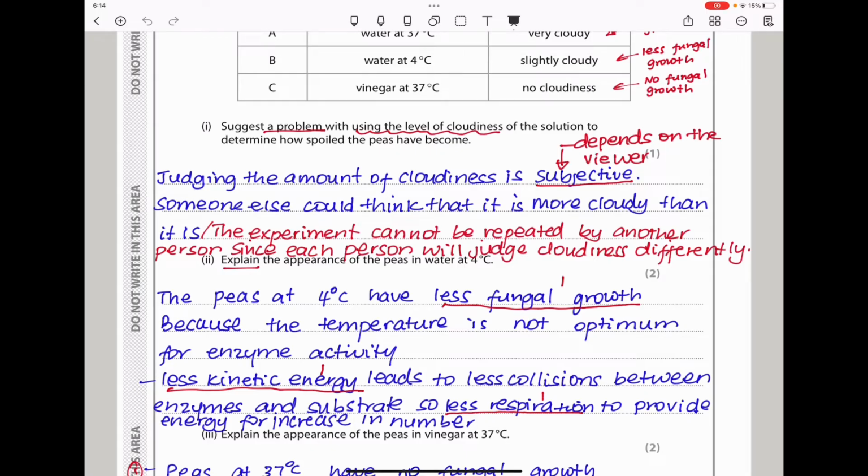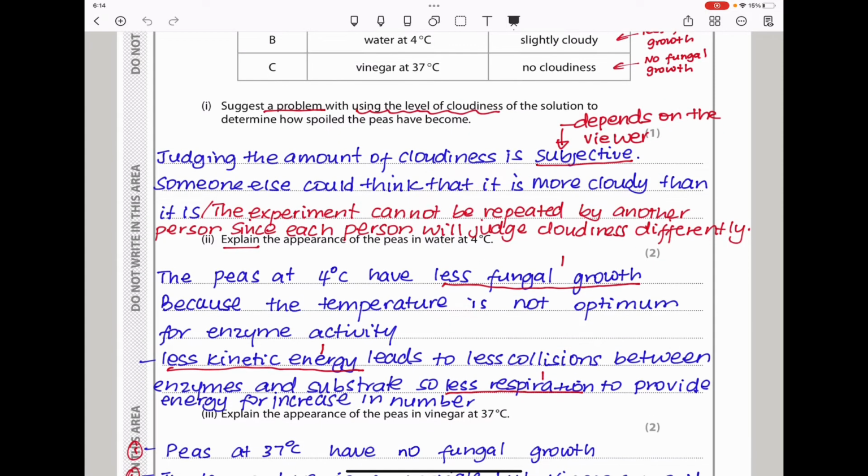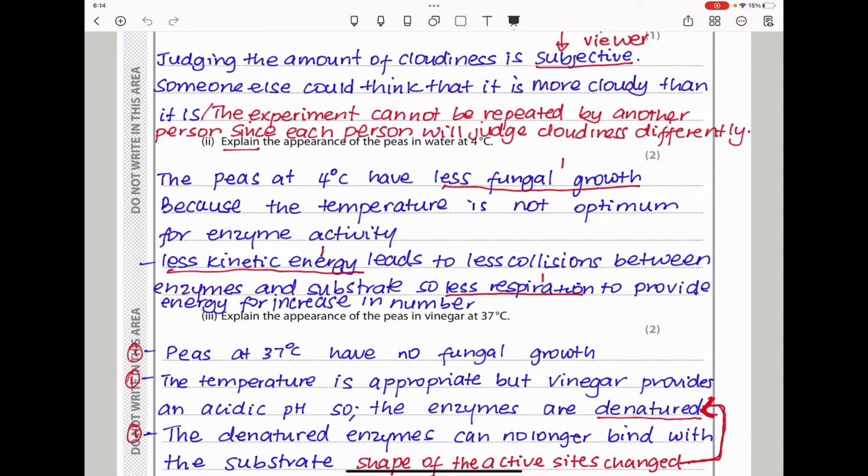The next part says, explain the appearance of peas in water at 4 degrees. So at 4 degrees, the temperature is kind of low, so there is less fungal growth. The reason for that is the temperature is below optimum, so the enzymes are not as active due to less kinetic energy. This will lead to fewer collisions between the substrate and the enzymes. And another thing, there will be less respiration to provide the energy for the increase in number.